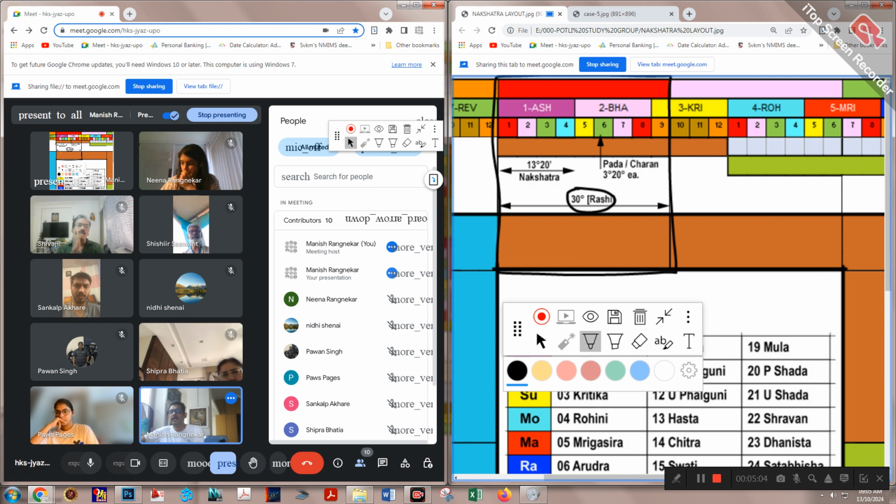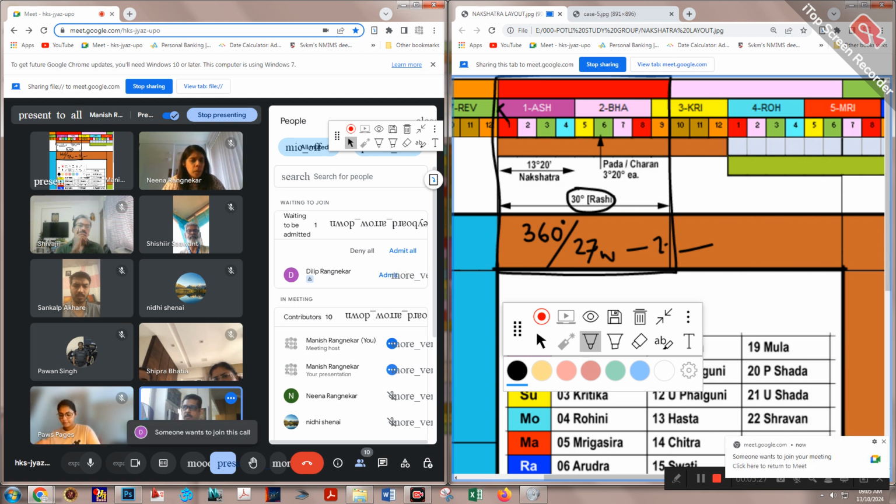Now 360 degrees, if you divide by 27 nakshatras, you will get 2 point something something. Correct? So this 2 point something something, let's write it here.